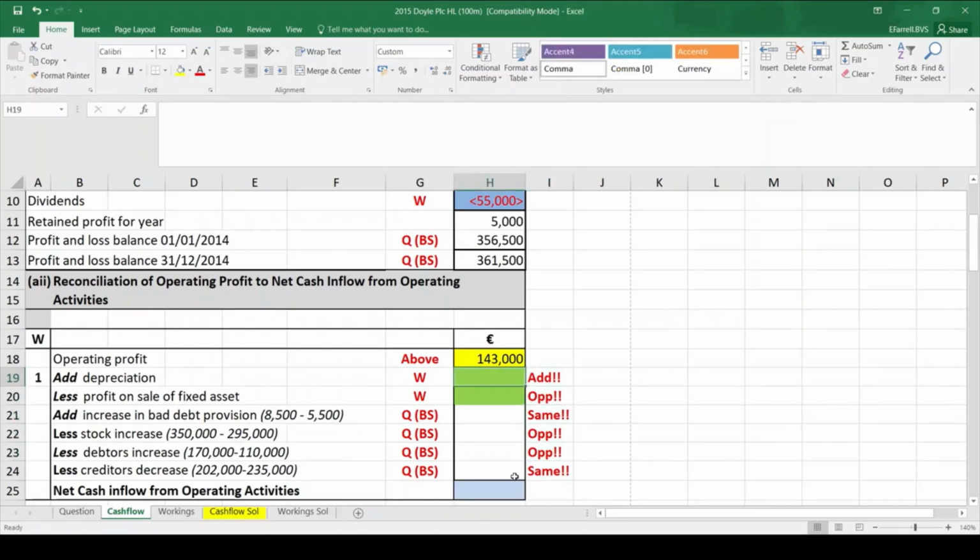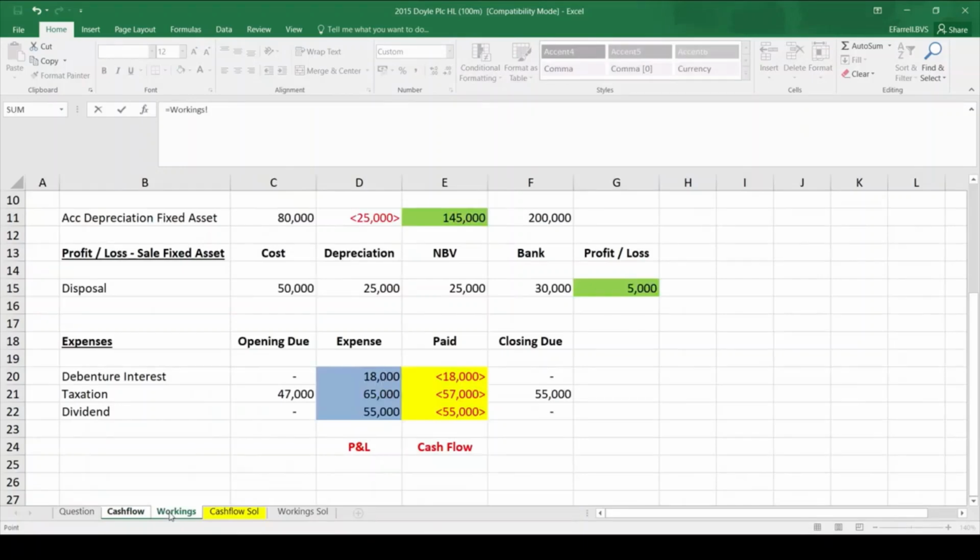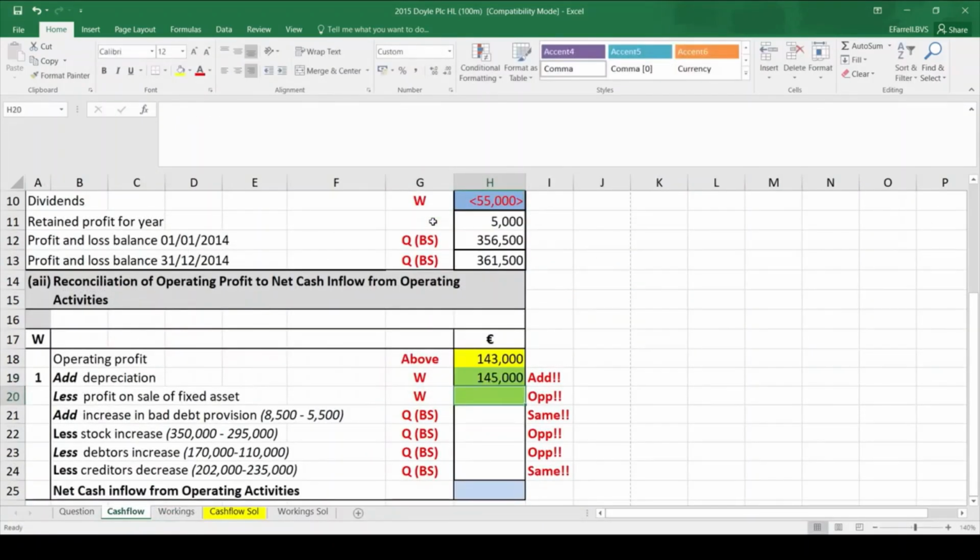But first of all, depreciation is always added. And we have a working done for depreciation. Depreciation here is 145,000. Profit on sale of fixed assets. With these, any non-cash expense you would add, and any non-cash income you would subtract. And you can think of it that way, or simply for the profit on the sale of fixed assets, it's the opposite of what you think. So in this question, it's a profit of 5,000.